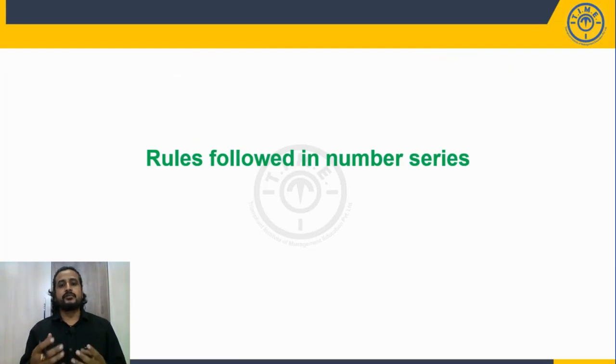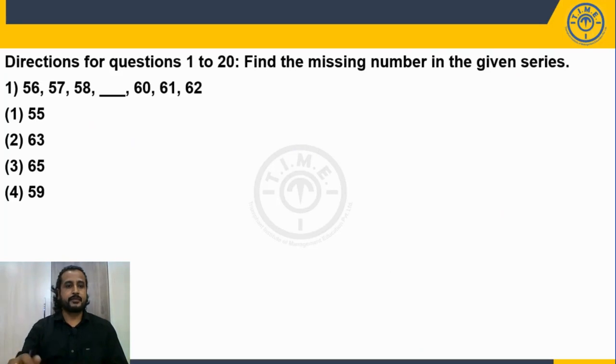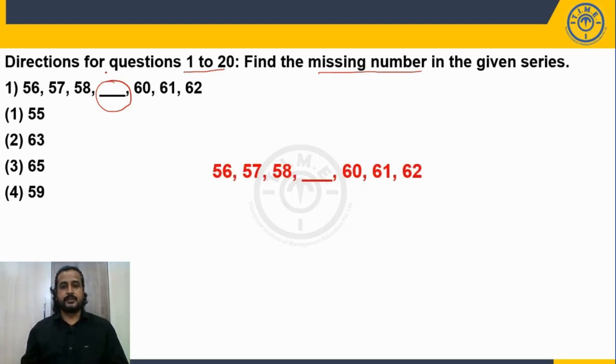So let's see the rules followed in a number series. Directions for questions 1 to 20: find the missing number in the given series. So we need to identify the missing number in the given series. Now, what is the given series? 56, 57, 58, blank, 60, 61, 62. So here we need to identify what will come in the place of the blank.